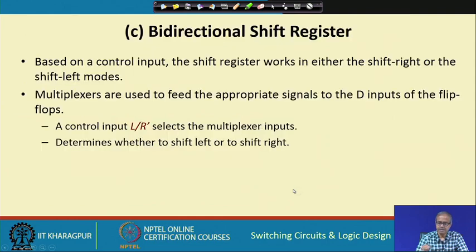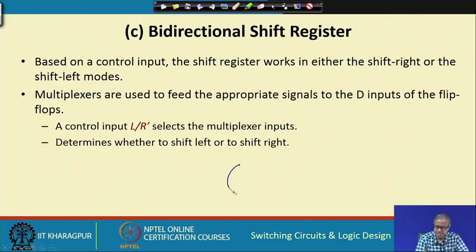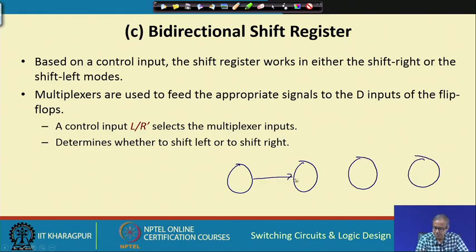Let us now look at a more flexible kind of shift register, the bidirectional shift register. The shift register circuit that we saw earlier was a right shift register. There are 4 flip flops, and we connected the output of this to the input of this, output of this to the input of this, output of this to input of this. So, it was a right shift register.